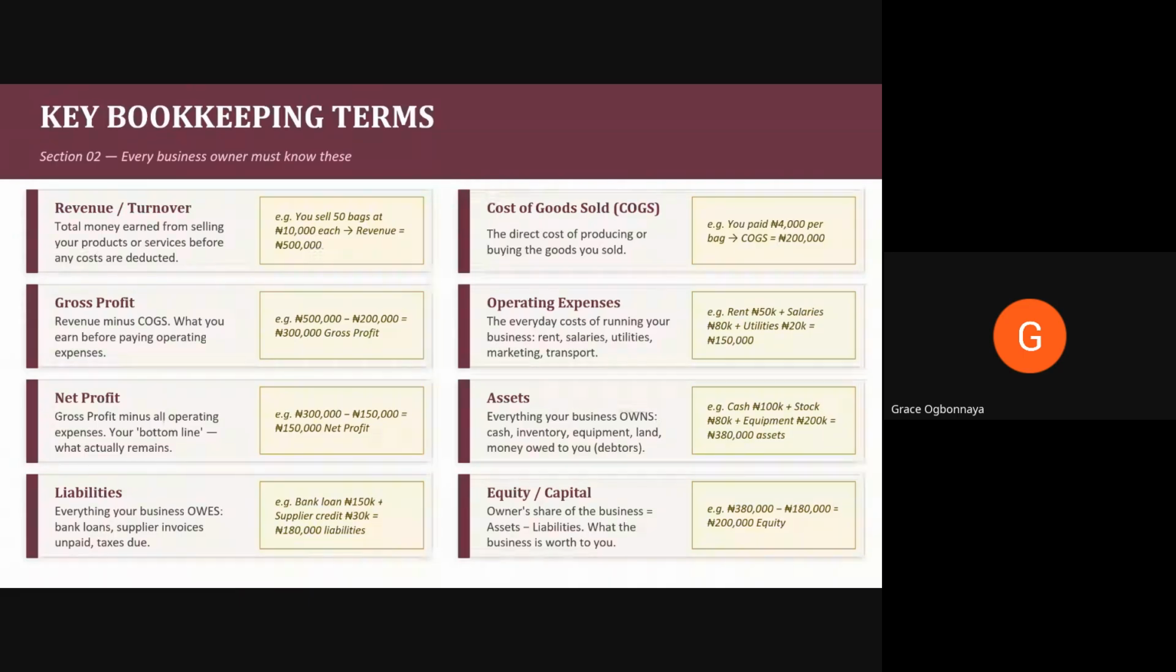And as I already explained, what is cost of goods sold? Cost of goods sold is basically the direct cost of producing or buying the goods you sold. Like for me, I don't produce it, I buy it. So that's the cost that I pay Madam Temidayo to get the bedsheets for me to resell. That's my cost of goods sold. Then when I minus it from what I got from the customer, then I have my gross profit. Now, operating expenses is basically the everyday cost of running your business. As I said, rent, salaries, utility, advertising, transportation, that is your operating expenses.